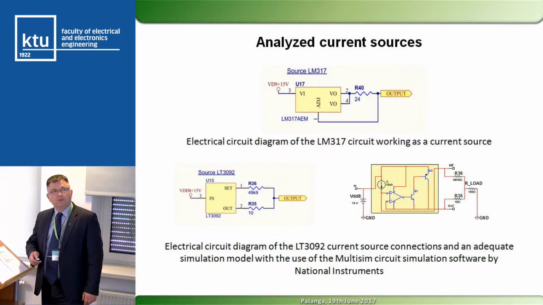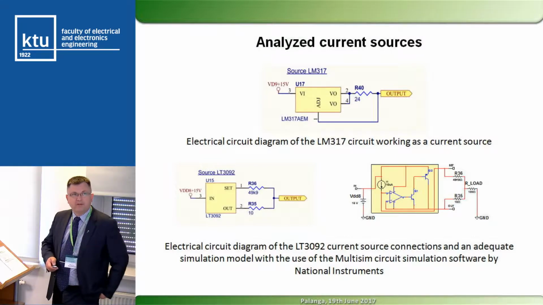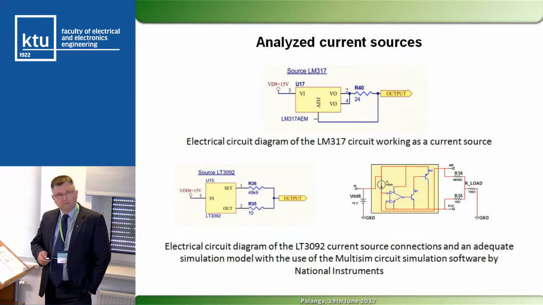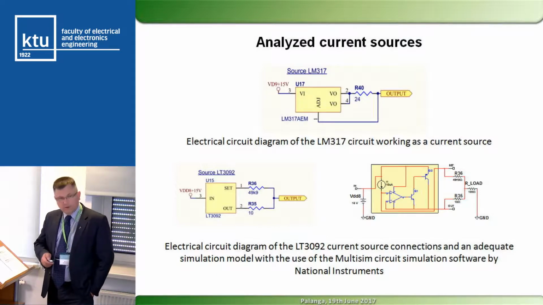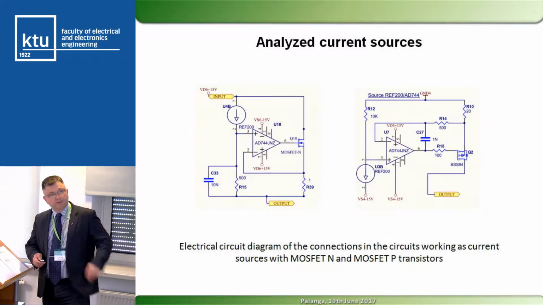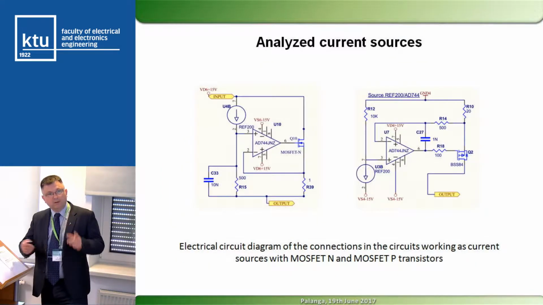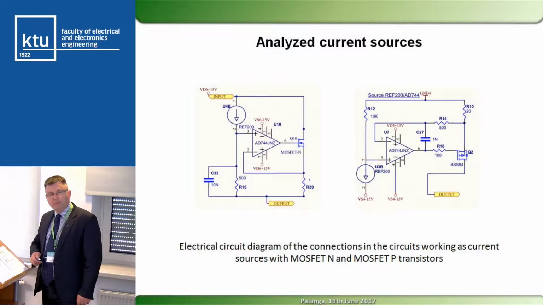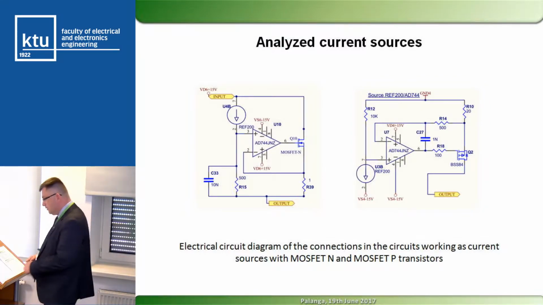First was the well-known LM317 element. The next was a Linear Technology current source. The third and fourth were MOSFET transistor-based current sources.